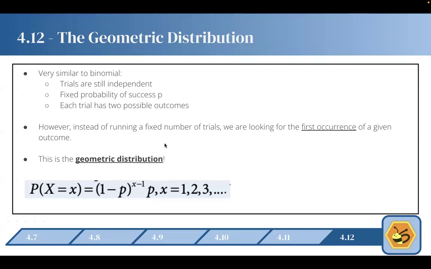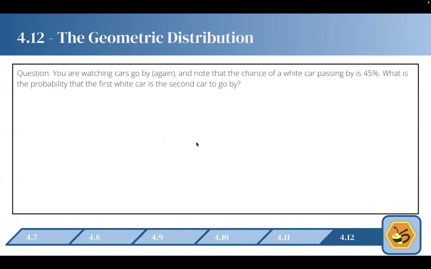All right, let's do it then. Question: we are watching cars go by again and again, and note that the chance of a white car is still 45%. What is the probability that the first white car is the second car to go by? The way we can visualize these geometric distributions is very similar. We can visualize the first one and the second one. We're going to stop when we get to the place we are looking at, the second car.